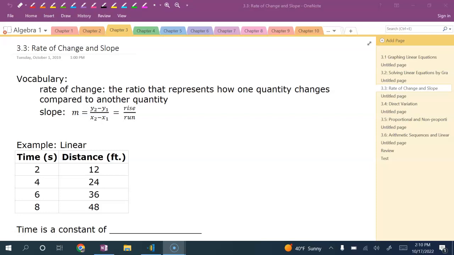Chapter 3, Section 3 is about rate of change and slope. These are things that we've been talking about already prior to this section, but we only discussed them very briefly. In Section 1, we went over how to graph a line, and we were using slope to help us do that, but we didn't really spend a ton of time going over what that meant.